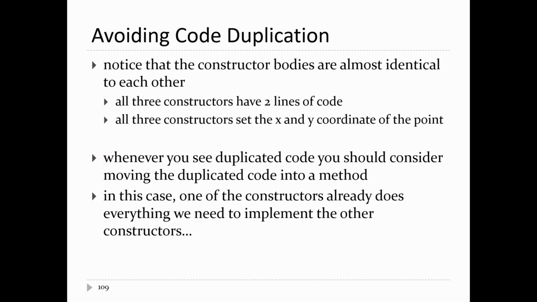So back in 121, you should have been told, whenever you see yourself repeating lines of code, you should consider making some common function that performs the duplicated code, and then you just call the function. So in this case, one of our constructors does everything we need, so we can use that one constructor to implement the other 2 constructors.